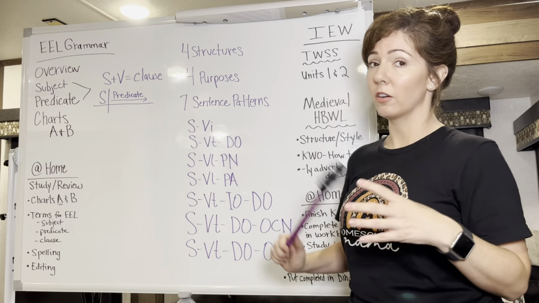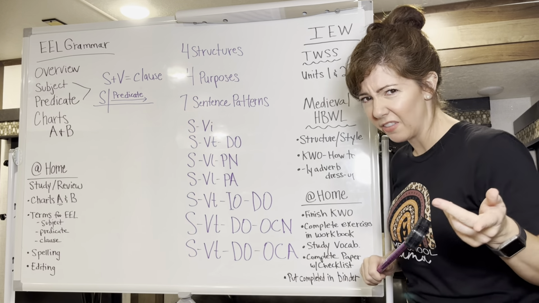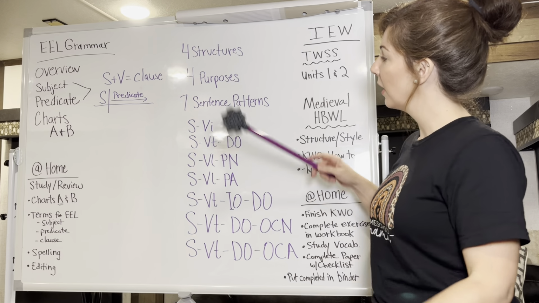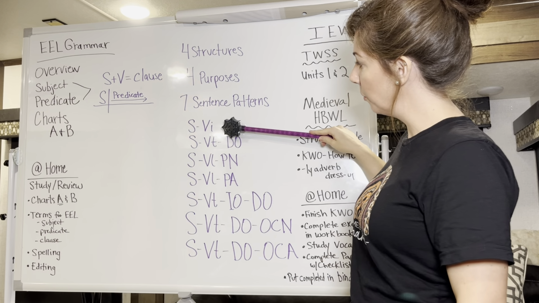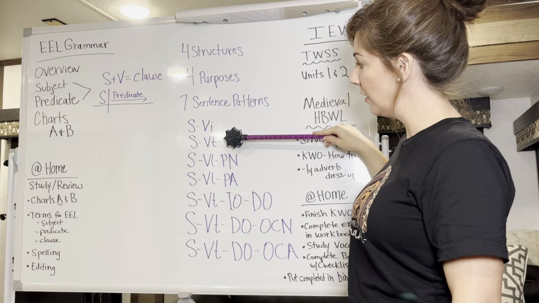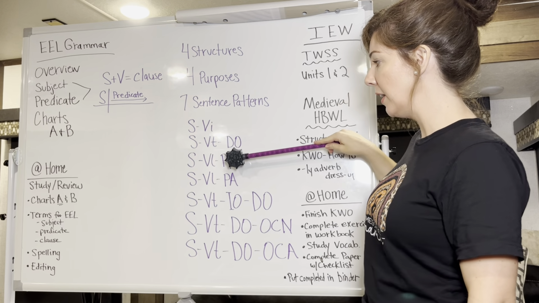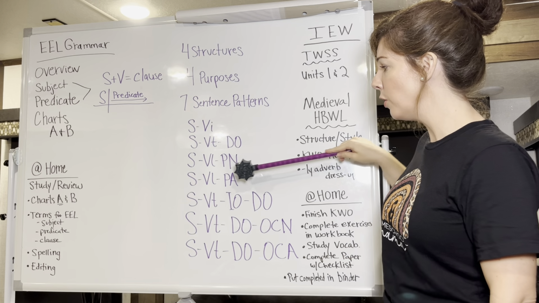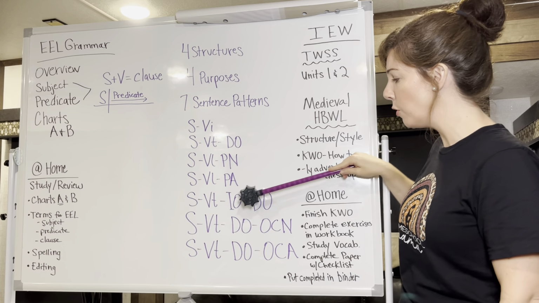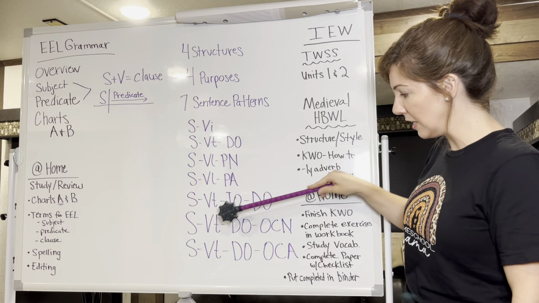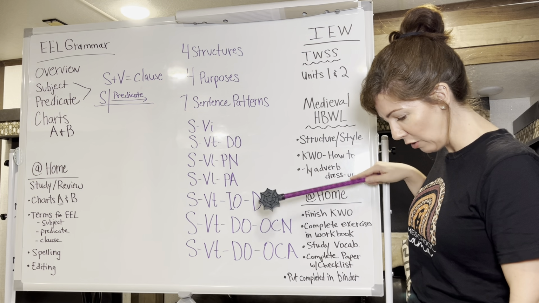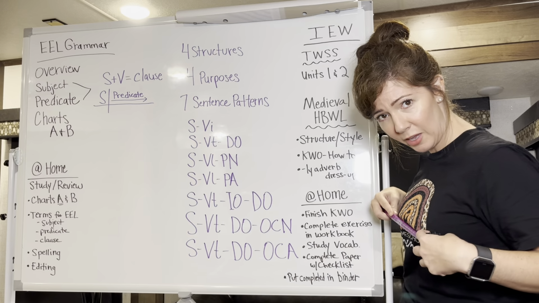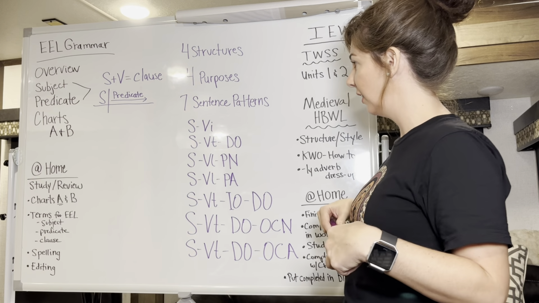7 sentence patterns. I'll sing it first and then you can do it with me. SVI, SVTDO, SVLPN, SVLPA, SVTIODO, SVTDOOCN, SVTDO, OCA. You like that, Kiki? I don't know if you heard Kiki meow, but she liked that, I think.